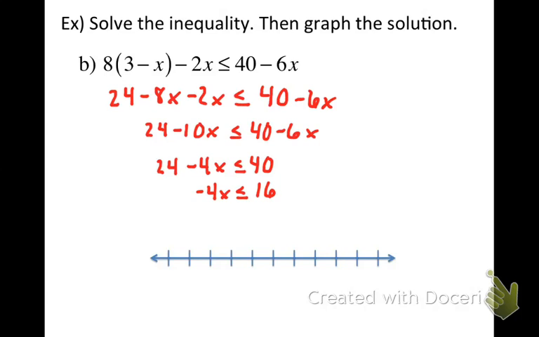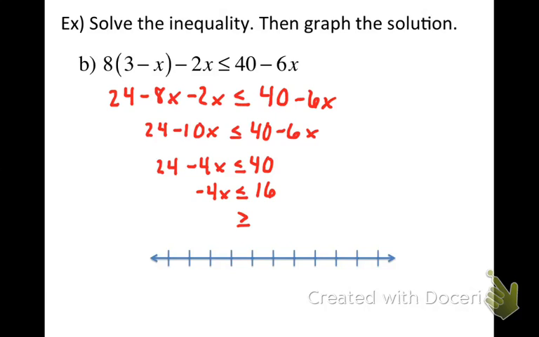Now the thing that I wanted to illustrate here is that we're at the point where we're going to use the division property of inequalities. We're going to have to divide both sides by a negative number though. And remember, when you divide both sides or multiply both sides of an inequality by a negative number, you reverse the inequality symbol. All right.